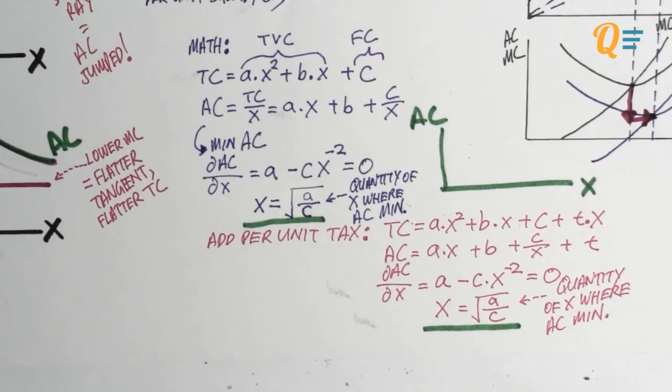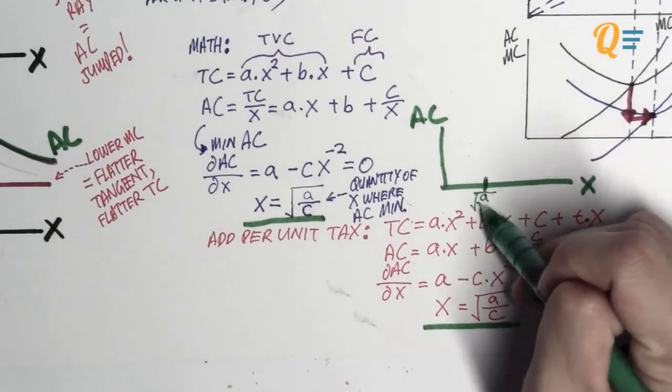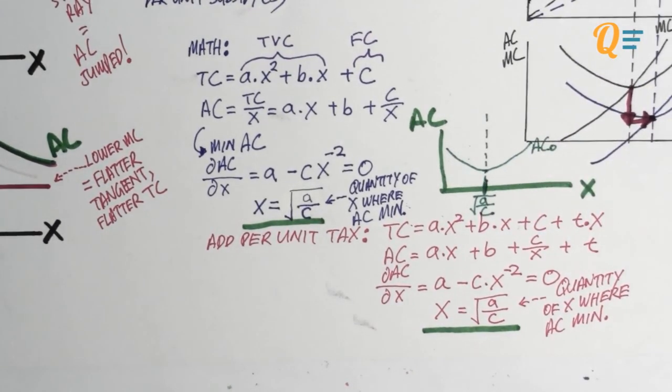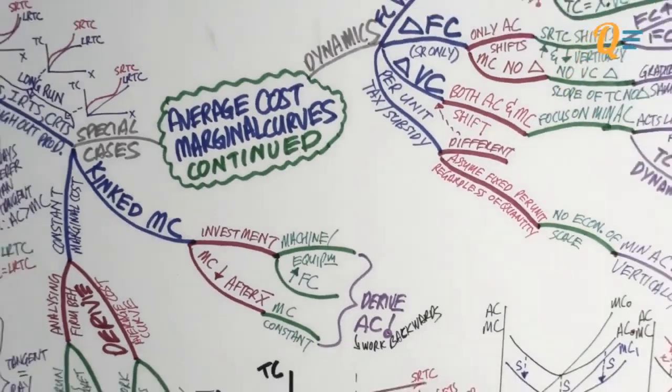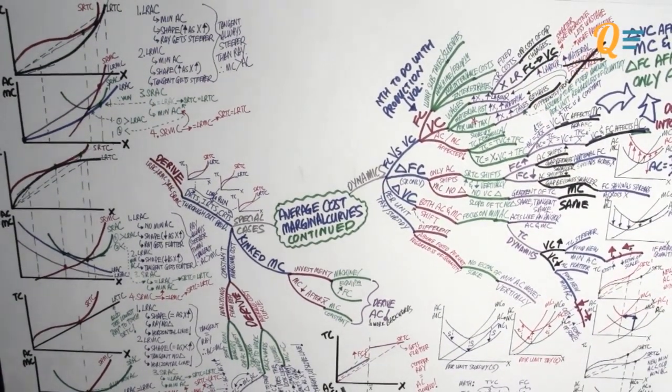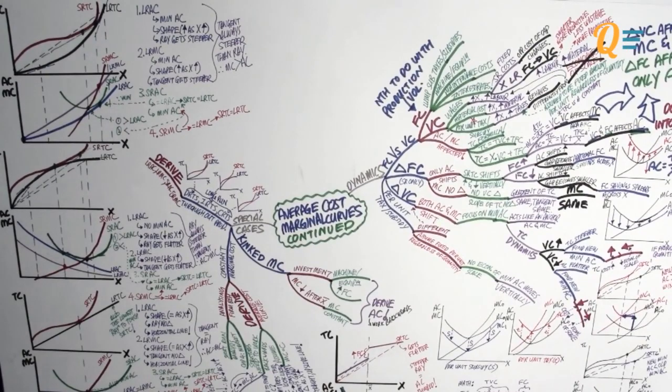So looking at this in a graphical manner, if let's say this point here is the root of c over a, and the average cost curve is shifting upwards, that minimum cost is still at the root of c over a. So this is a very simple mathematical proof to why there is a vertical upward and downward shift when there is a per unit tax or subsidy.